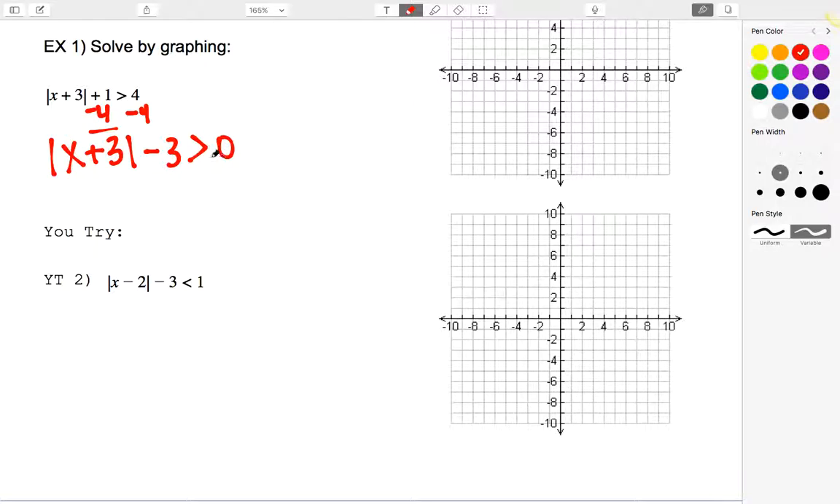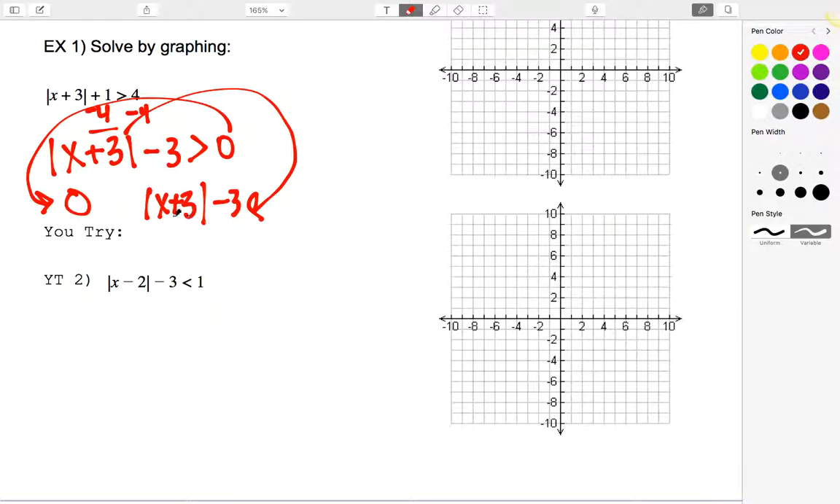Now when I have a 0, I need it to be on the left. So I'm going to go ahead and switch it and put 0 on the left. So I'm moving it all the way over here. And that means that this piece is going to have to go on this side. So x plus 3 minus 3 needed to go on this side. Now when I flip everything, guess what happens to the inequality sign? It too flips. So I'm going to go ahead and flip it. This is what I need to graph in my calculator.